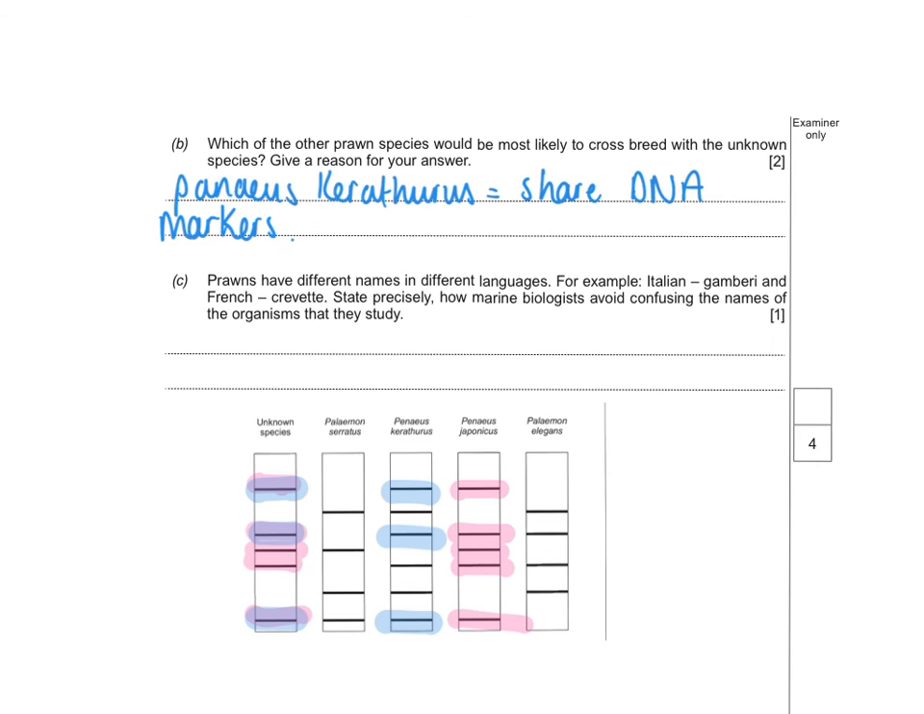Then we've got prawns have different names in different languages. For example, Italian, gambero and French, crevette. Say precisely how marine biologists avoid confusing the names of the organisms that they study. Well, we have a scientific name in Latin, which is universal. Okay, right, and that's all of the questions. Thank you.